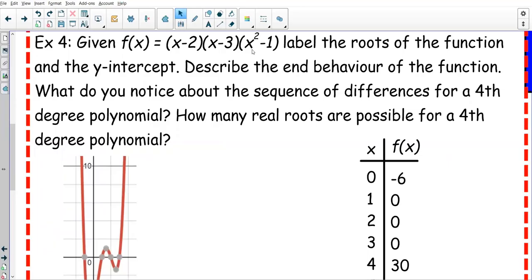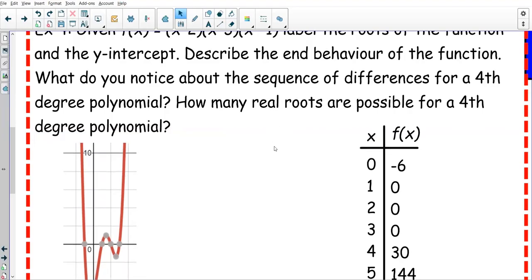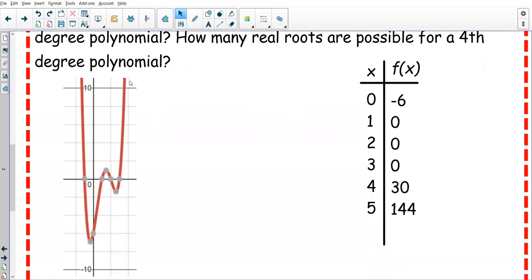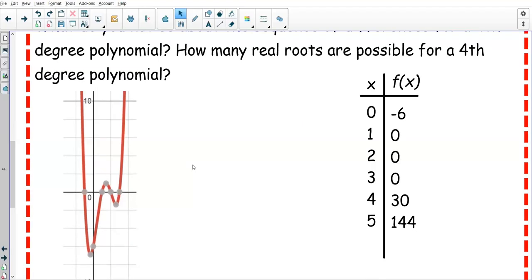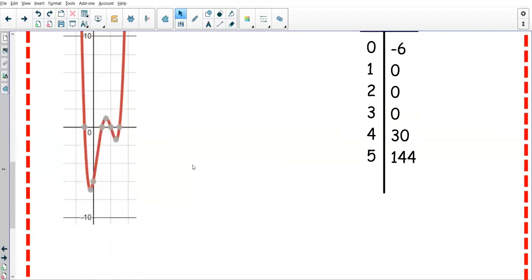I want you to describe the end behavior of the function. I want you to look at the sequence of differences. Hopefully you have a pretty good idea of what's happening at this point with that sequence of differences. So it'll really just be going through it to make sure that you can see that. And then I want you to think about how many real roots are possible for a fourth degree polynomial. So given a graph that's going to look maybe something like this, and you can play around in Desmos if you want to, I want to see what those possibilities are for the real roots.